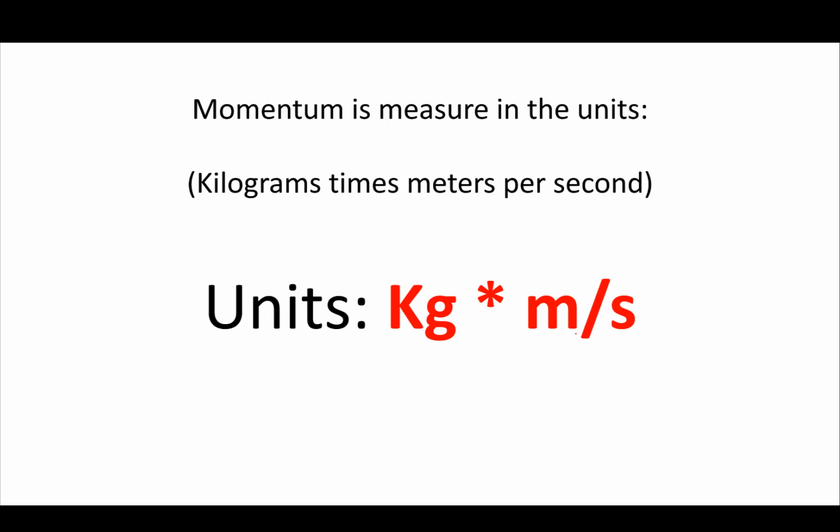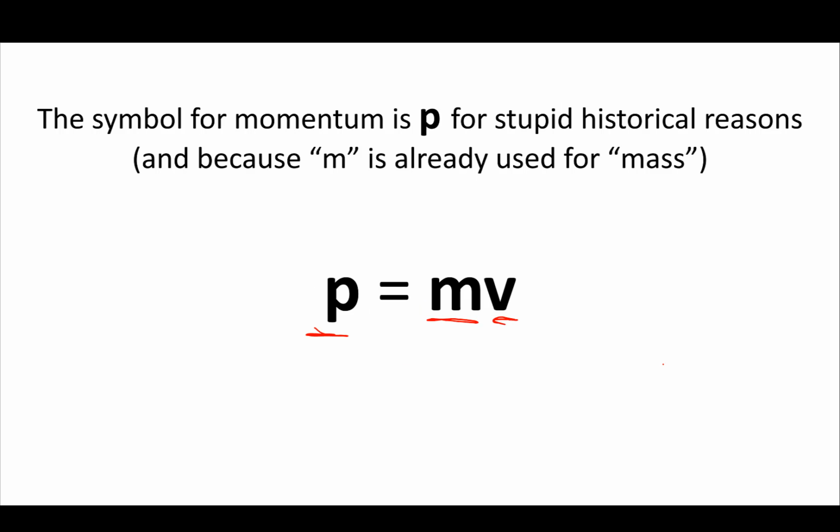The unit of momentum is kilograms times meters per second. There's not really a nicer version of it. It's because mass is in kilograms, velocity is in meters per second, so you multiply those two together, and you get the units for momentum.